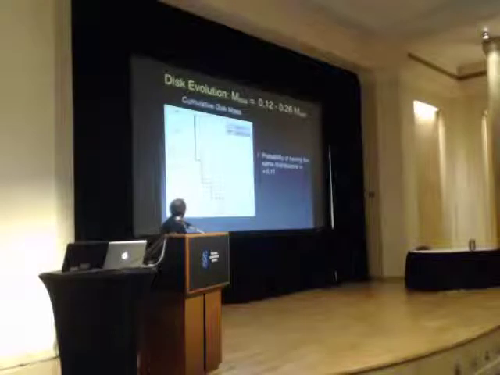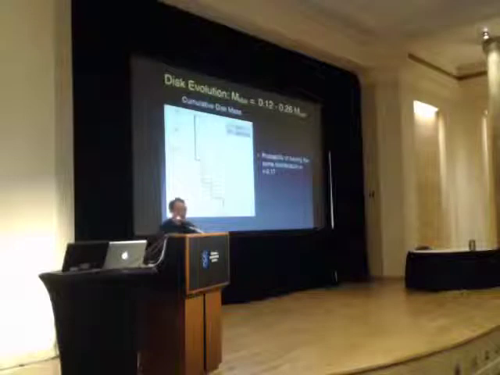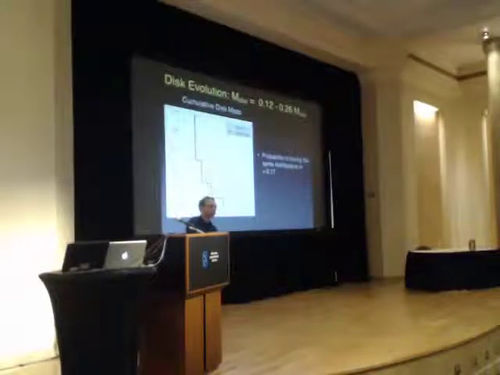solar masses. Again, in this case, perhaps there is a slightly higher median disk mass in Taurus relative to Upper Sco. But again, it's not significant. The probability that these can actually be drawn from the same parent distribution is about 0.17. So it's not significant at all.